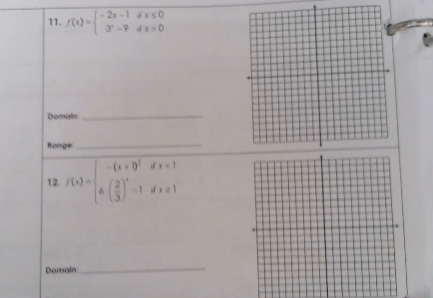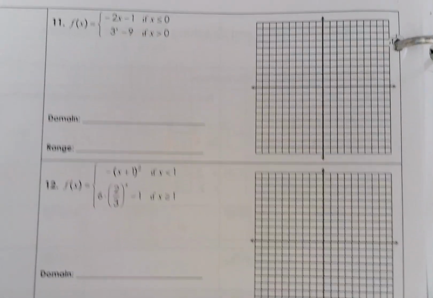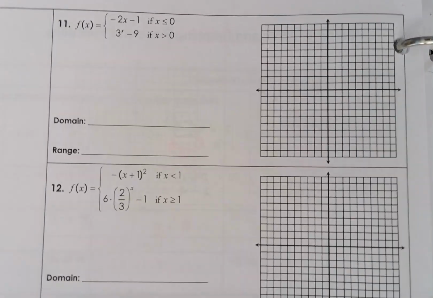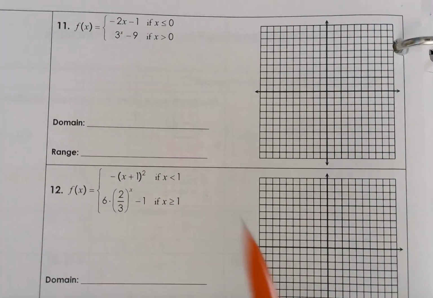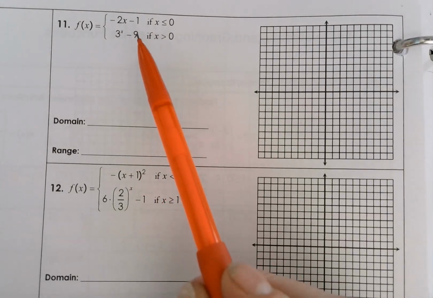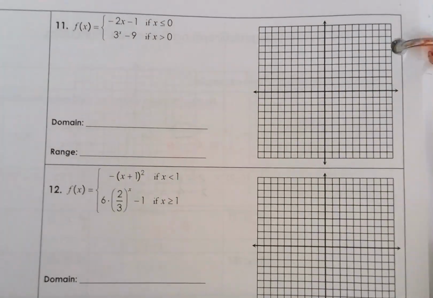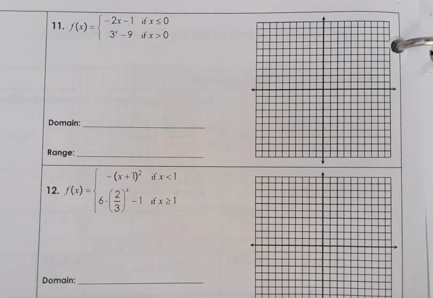Let's take a look at one more. And then there will be a couple for you to do on your own. Number 11. Okay, so for the linear equation, I am going to do it in pencil and then erase the section that doesn't count again.